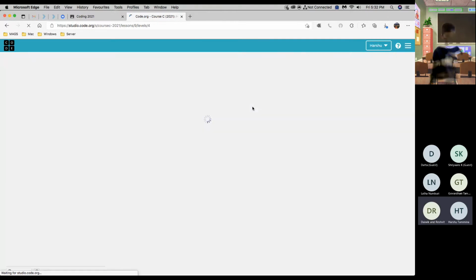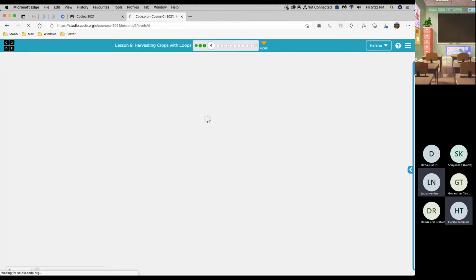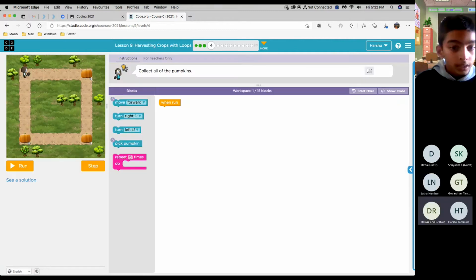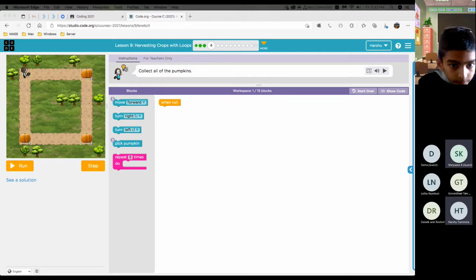Can I do the next one? Yep. And then Rehan can do the one after. Collect all of the pumpkins. When he's done, can I show my ways of how I do it? Okay, yep, after. I have a way I can do it with seven blocks. Okay. Let's let Derek have a turn first and then let's see.